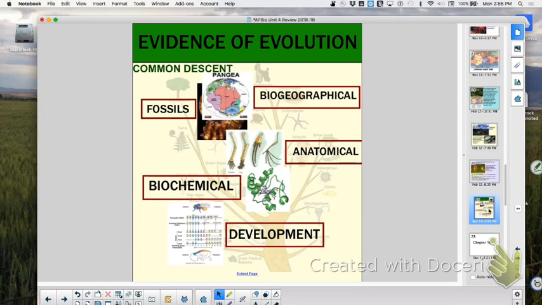Anatomical, there were three pieces of evidence. Vestigial. The first one I heard was vestigial. Vestigial is a structure that what? Found in an ancestor, no longer functional currently. No longer functional, but it points to your ancestral past. It tells you where you may have come from phylogenetically.